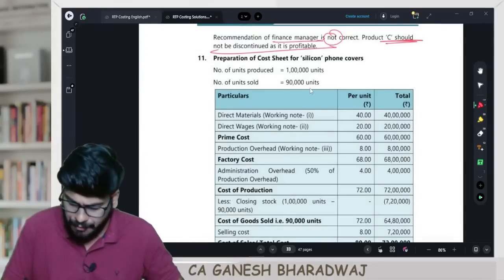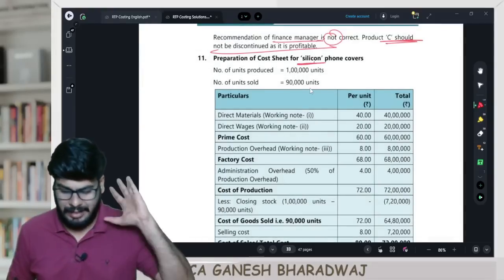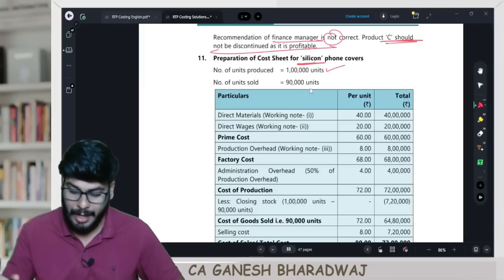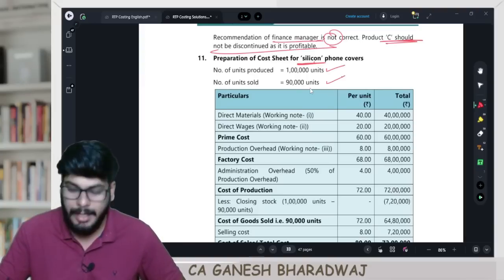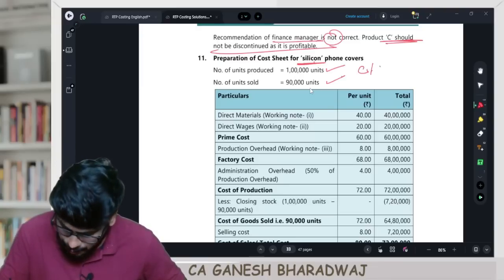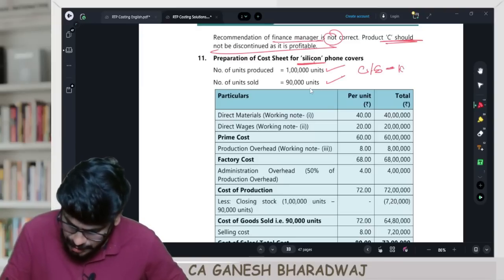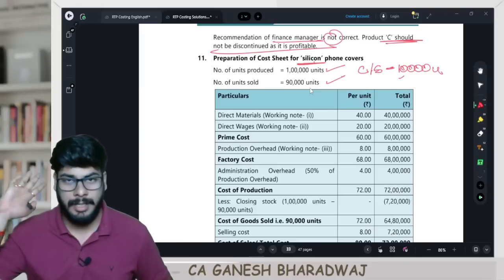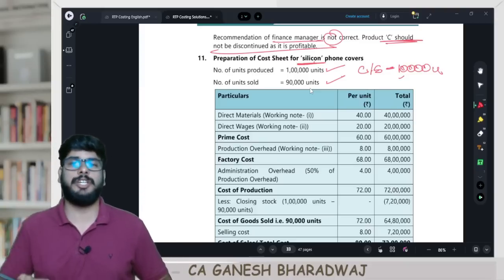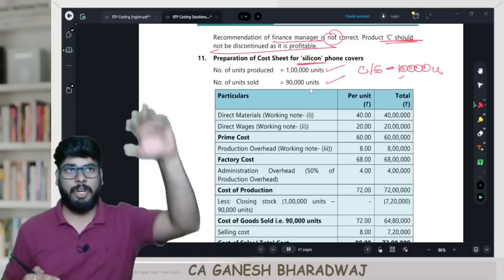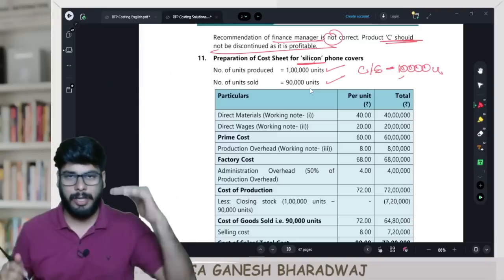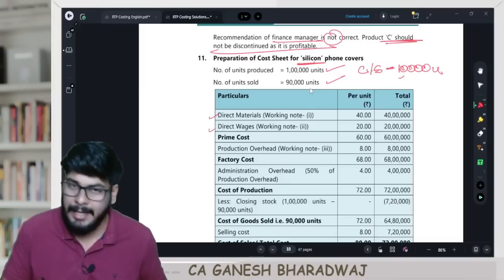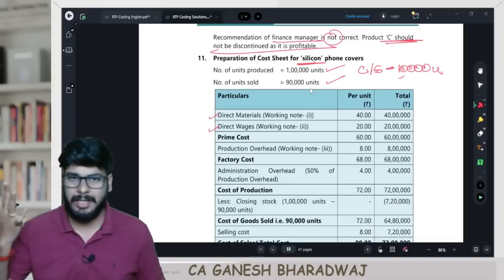Now, preparation of cost sheet for silicone phone cover. The first thing that you need to have in your mind is units of silicone phone cover produced: 1 lakh. However, how many units am I selling? 90,000, right? Clearly, this means that there is a closing stock of 10,000 units of silicone phone cover, and there is no opening stock since it is not given in the question. Now, first you prepare the format of cost sheet: particulars, per unit and total. The first one is going to be direct material cost, right? Then direct wages. Here, direct expense is not there.